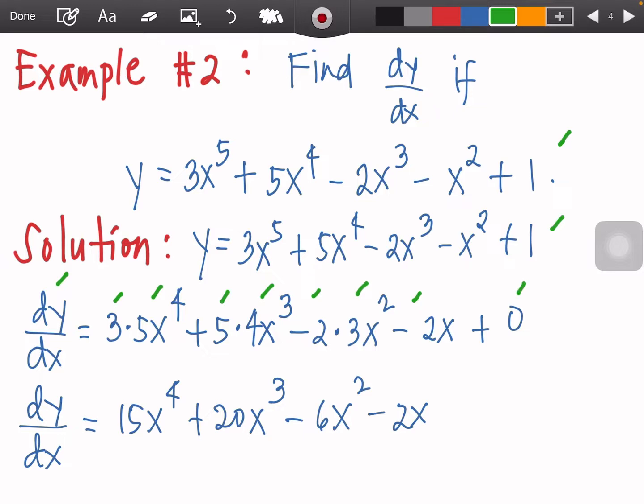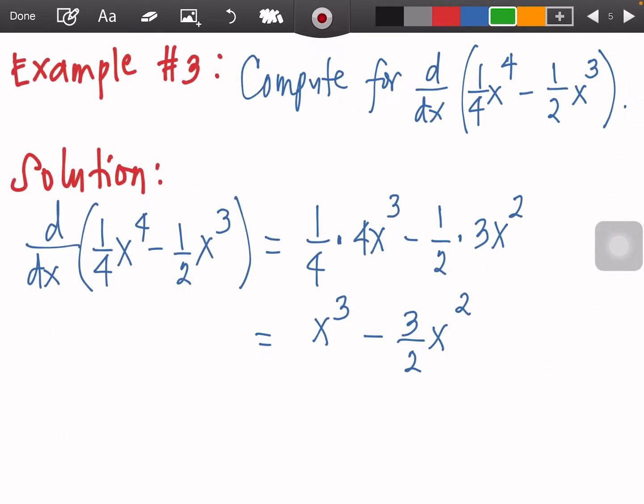So let's simplify. We have 3 times 5 is 15x to the 4th. 5 times 4 is 20x cubed. Negative 2 times 3 is negative 6x squared. And negative 2x is negative 2x. Then we don't have to write 0. So this becomes our final answer.